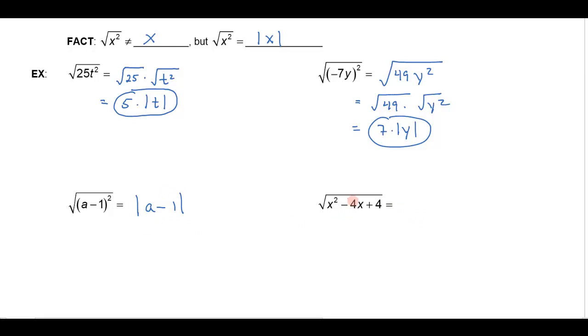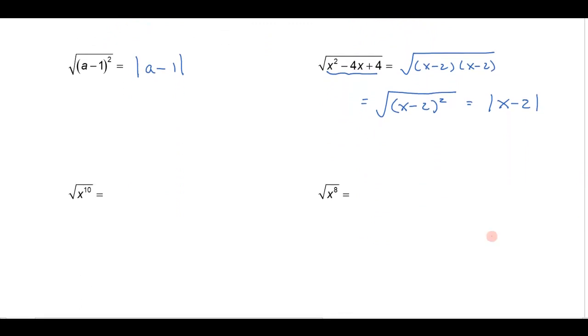Over here, notice that this is a trinomial that can be factored. And so when I factor that, that would give me x minus 2 times x minus 2 that I can then rewrite as the square root of x minus 2 squared. And again, the square root of something squared is going to be your something, but you have to remember to put absolute values around it. Okay?